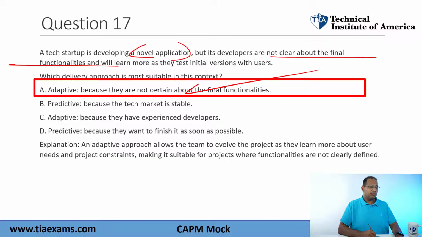Predictive, now you can't determine this. The tech market is not stable, all right, first of all. Tech market changes all the time. Adaptive, you can't determine. There's nothing in here that says they have experienced developers. Predictive, because they want to finish as soon as possible. Predictive doesn't mean the project gets finished as soon as possible. Predictive is to finish the scope. Doesn't mean it's going to get finished as soon as possible.